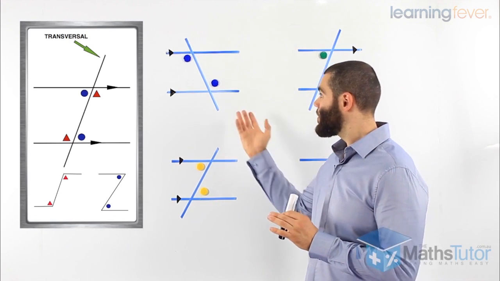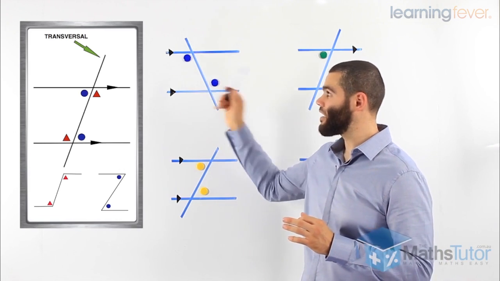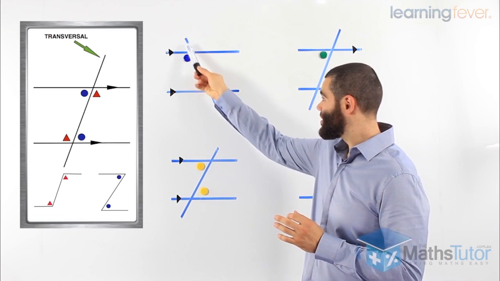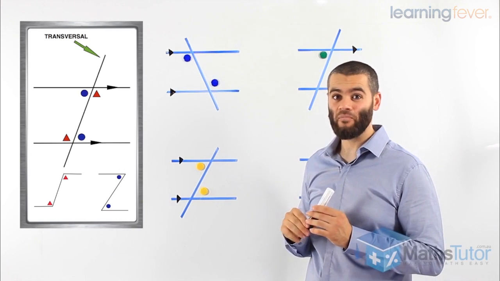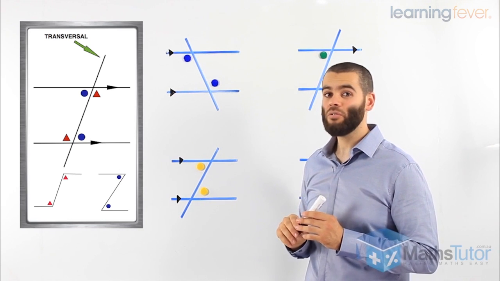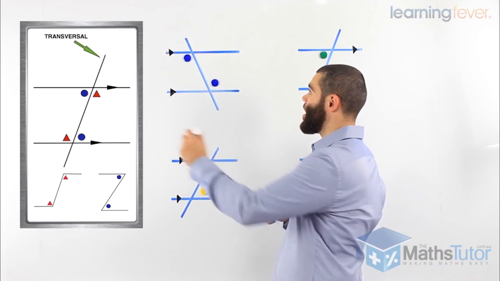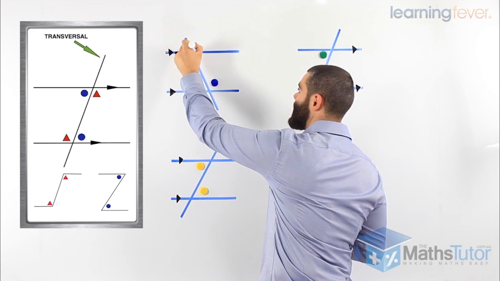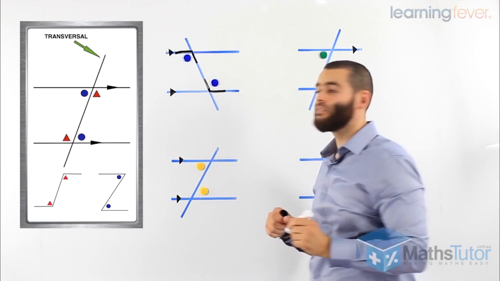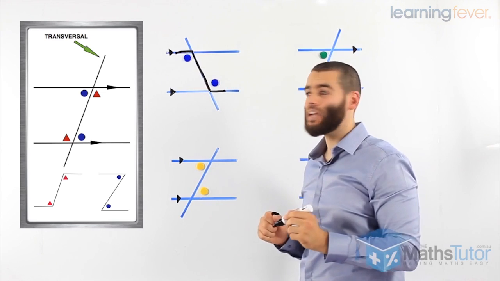Looking here, we have a diagram. We have parallel lines marked with arrows that tell us these are parallel lines, and we have a transversal that cuts through, creating several angles. We have angles marked with blue, and we want to know, are they alternate angles or not? Let's see. We use the highlight trick. We highlight one angle, we highlight the other angle, and then we join them together. Do we get a Z or an S looking shape?